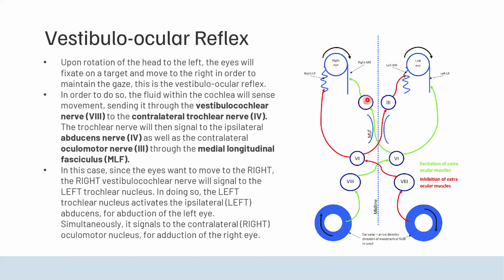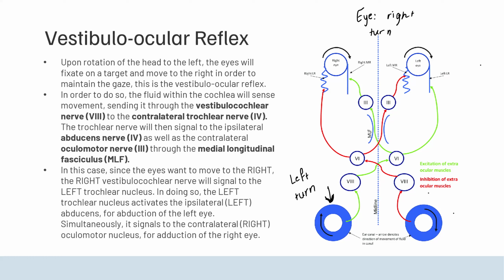When this oculomotor nucleus is stimulated by the MLF, it will tell the medial rectus muscle to adduct the right eye. So the entire point is, let me just draw this out for a second. The entire point is that as I have this shift in the right side, because I am moving my head towards the left, I want my eye to shift to the right.